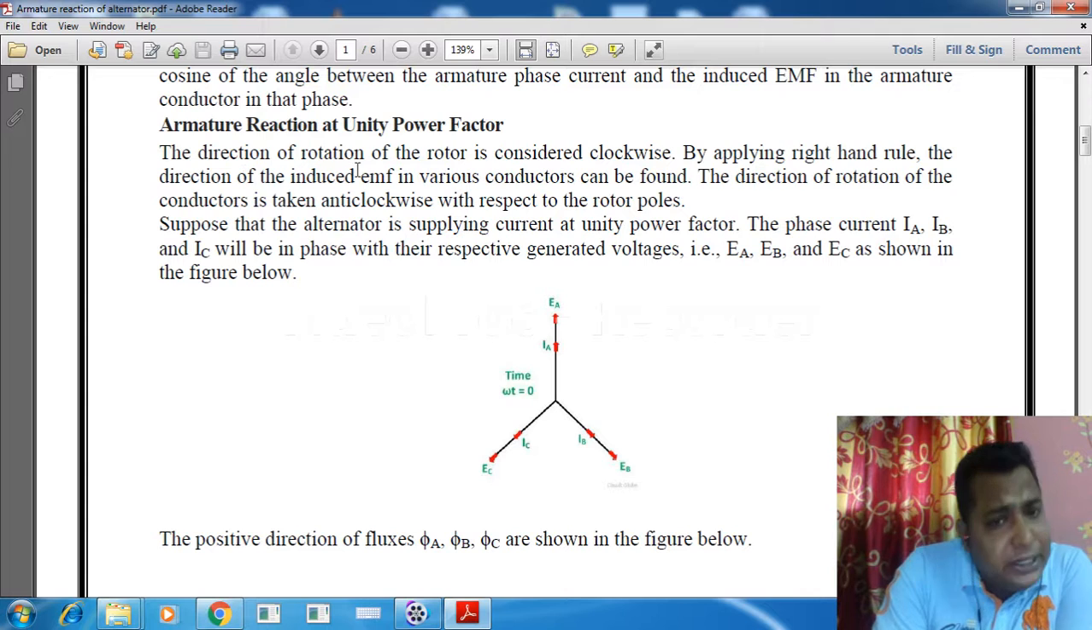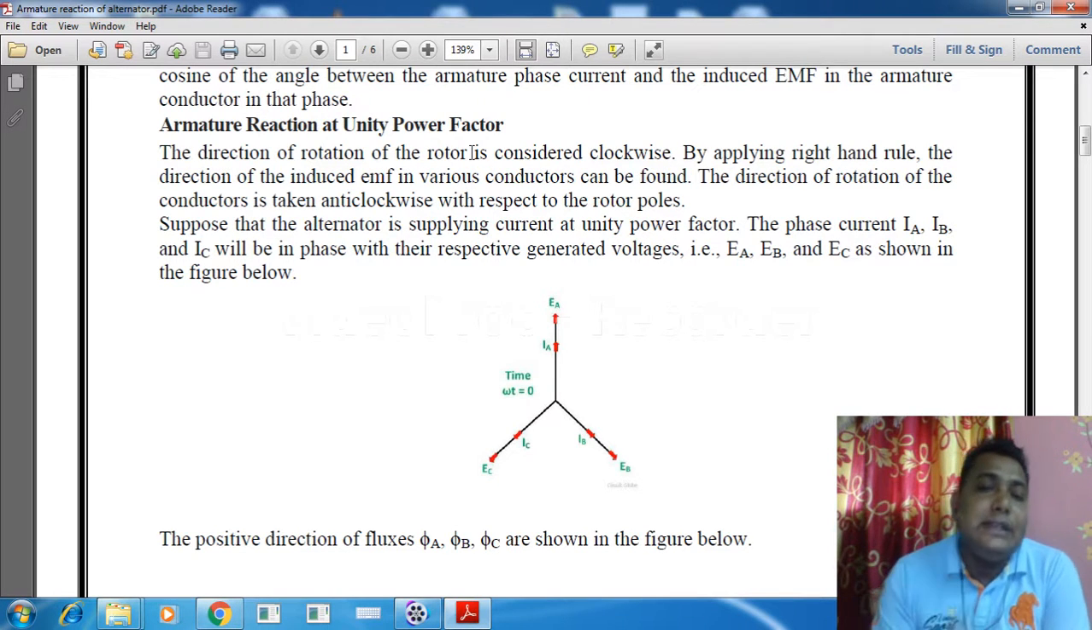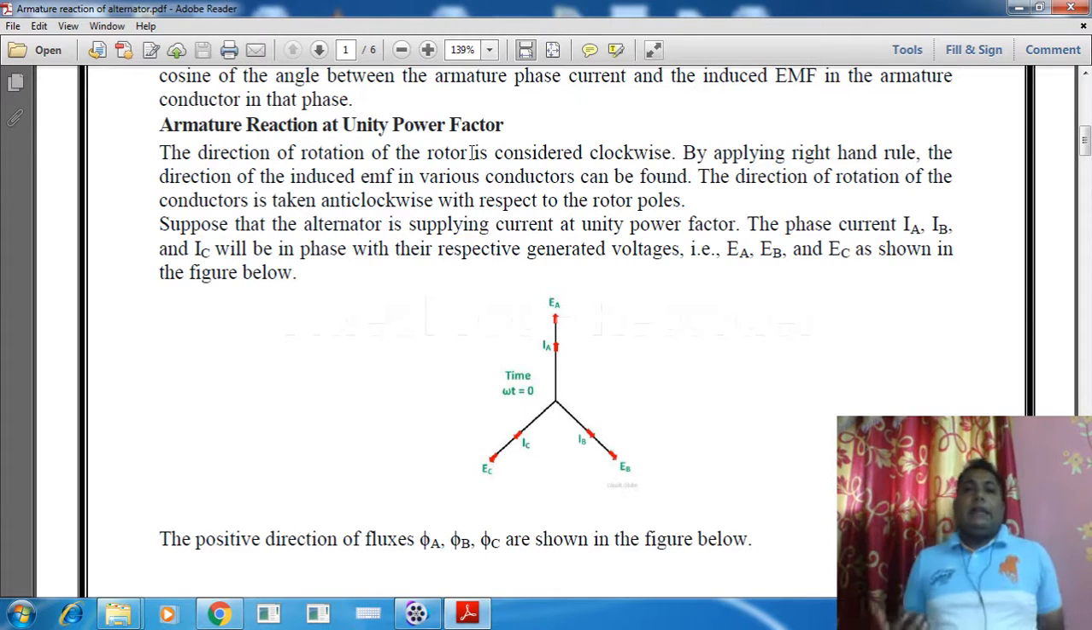The direction of rotation of the rotor is considered clockwise. By applying the right hand rule, the direction of induced EMF in various conductors can be found. The direction of rotation of the conductors is taken anti-clockwise with respect to the rotor poles. Suppose that the alternator is supplying current at unity power factor. The phase currents IA, IB and IC will be in phase with their respective generated EMFs, that is EA, EB and EC.